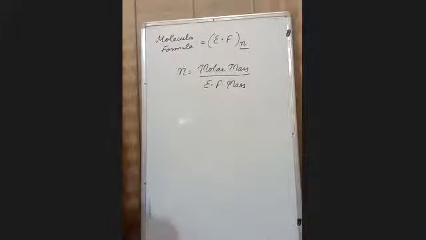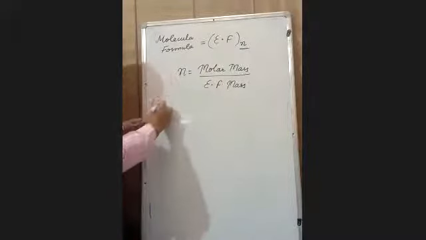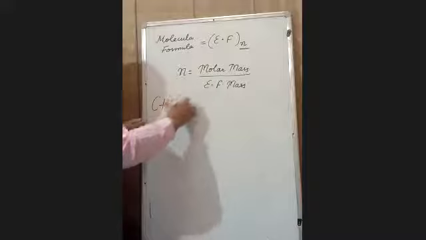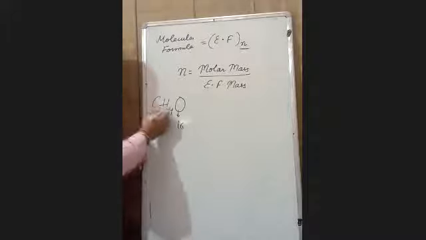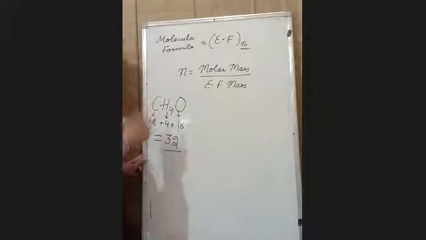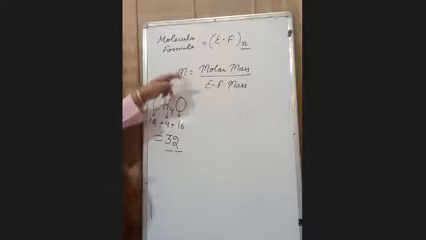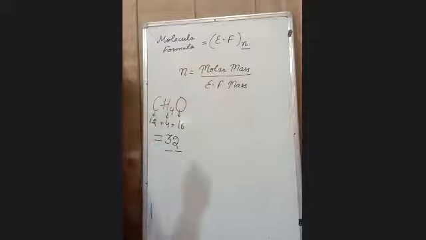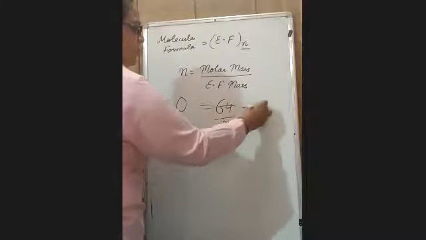How will you calculate N? It is equal to molar mass over empirical formula mass. What was your empirical formula? It is CH4O. Carbon is 12, hydrogen is 1 into 4, and oxygen is 16. So the total comes out to be 32. So your empirical formula mass, sometimes called formula unit mass, is 32 gram per mole. And in the question, molar mass is given to you, which is 64. So 64 over 32 comes out to be 2.